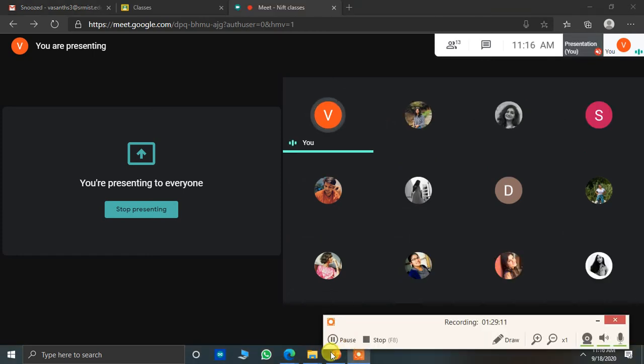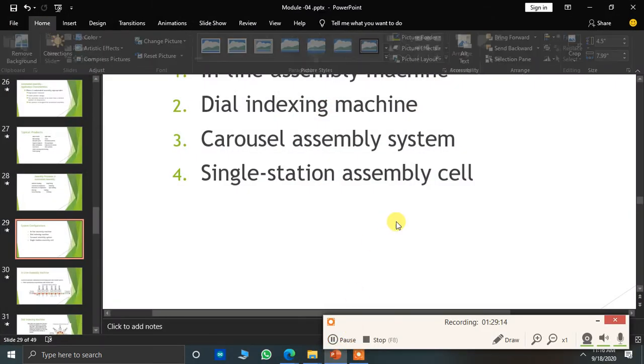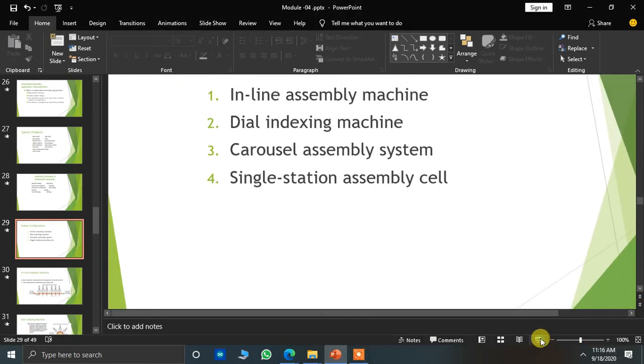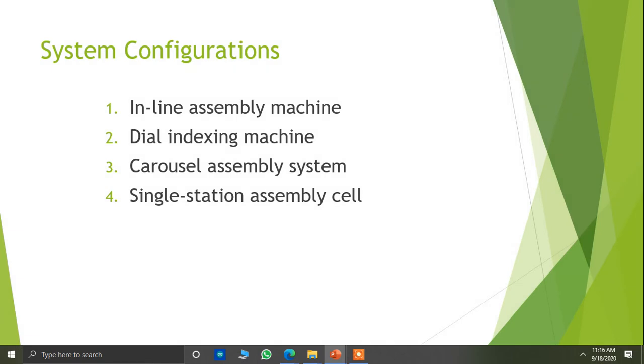Session, we are there, and we have already seen these systems in the previous classes, but I'll give another insight. You have some different configurations of these automated systems, which is the inline assembly system, where the assembly happens within the line, and at the end of the line you can get a finished product. The second one is a dial indexing machine, where the indexing of the objects or the parts will happen one by one based on the requirement. And the third one is a carousel system.